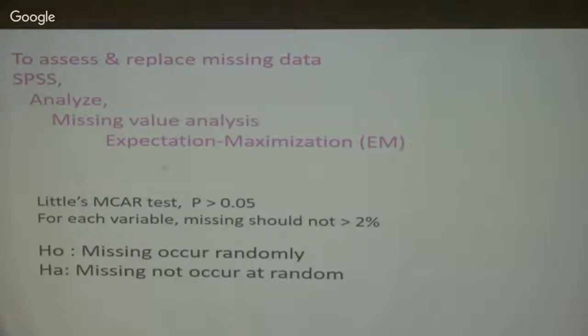You should also, not you can, you should also test for the type or the pattern of missing as well. This is what we call the Little test. The name of the test is the Little test. Little MCAR test. The null hypothesis says missing occurs at random. The alternative is missing does not occur at random.